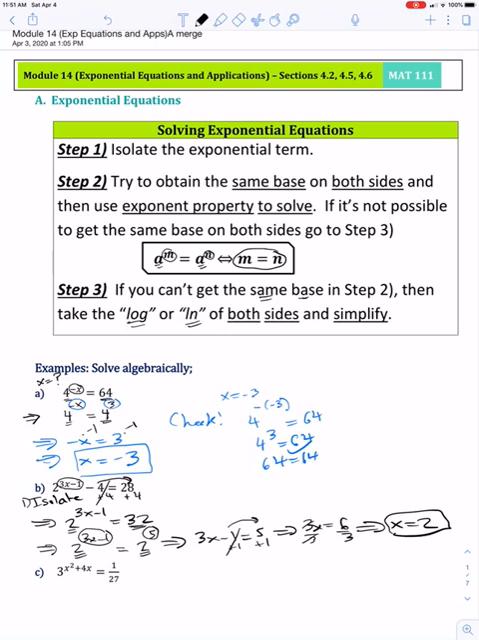You plug in 2 for x, you get 3 times 2, which is 6. 6 minus 1 is 5. 2 to the 5th power is 32. 32 minus 4 is 28.